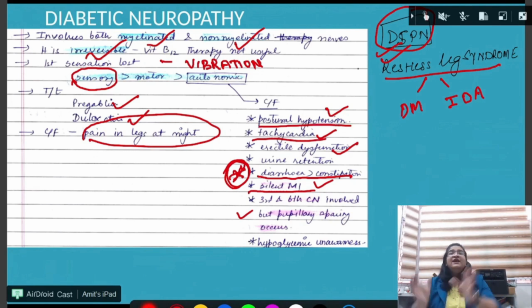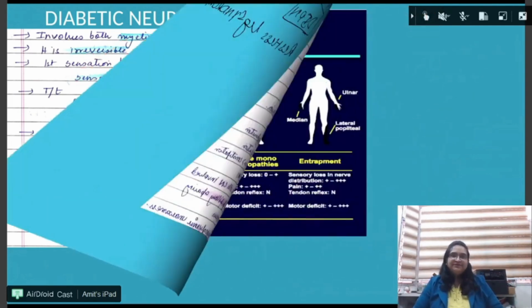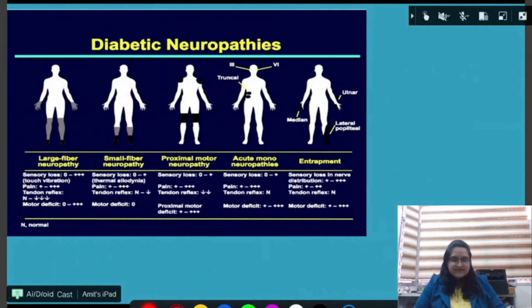Diabetic neuropathy, first sensory loss occurs. Okay, if you see this particular diagram, you should know we have distal symmetric. Okay, then mononeuropathies may also occur, motor neuropathies may also occur, but they are very less and they occur later than the sensory.